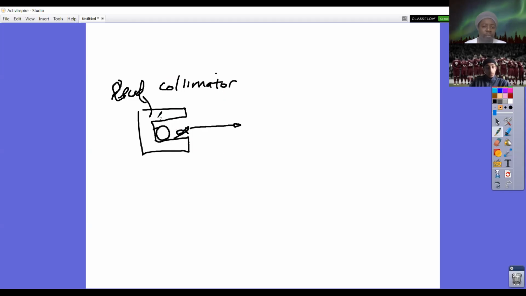Because if you didn't have this collimator, you'd have them flying all around and you wouldn't be able to direct them at this piece of gold foil. Right? So there we go, my piece of gold foil. And at the end of this gold foil, there was a detector.